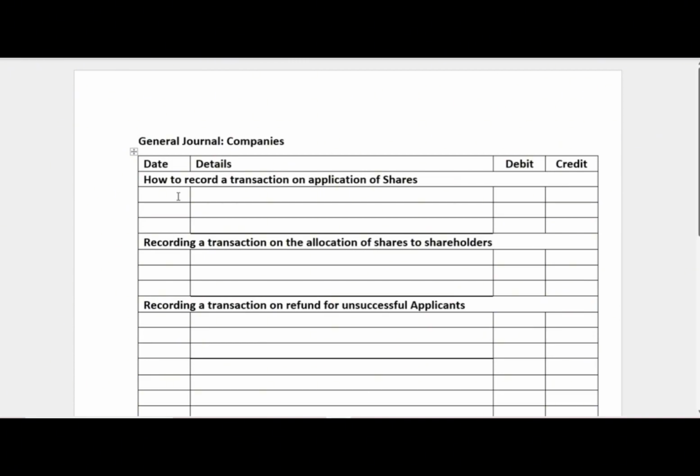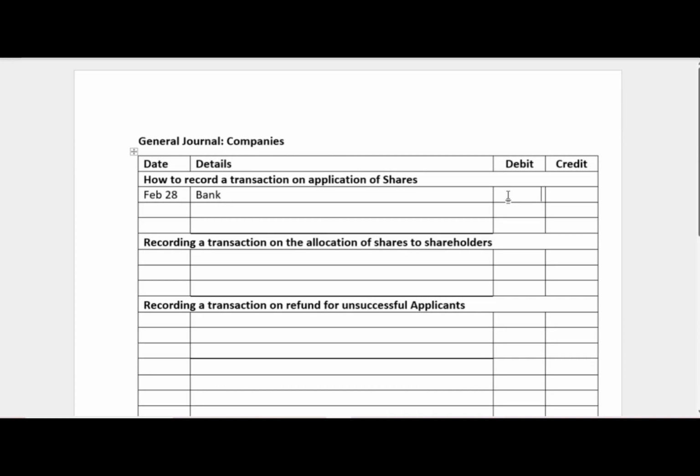So, number one, you're gonna record the date first. Let's say it's February 28, for example. When you record the transaction on application of shares, the applicants send the application letter or application form for those shares together with money, right? So when you record this transaction, you debit bank because you have received money, right?